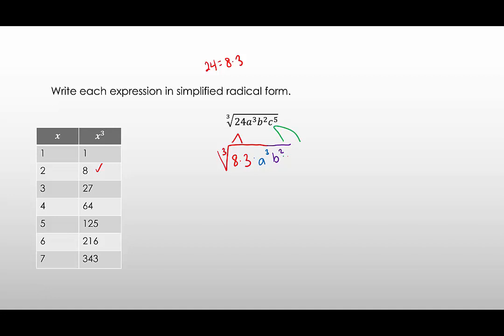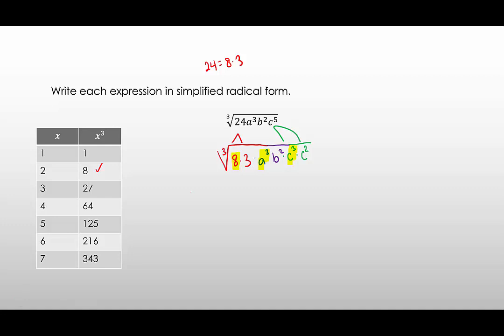And we're going to rewrite it as c cubed, because that's the largest multiple of 3 that's less than 5. And to get back to 5, I have 3 of them. I need 2 more, so I'm going to write it as c squared. And then just to highlight our perfect cubes, we have the 8, the a cubed, and the c cubed. So those are all the ones that we're actually able to take the cubed root of.